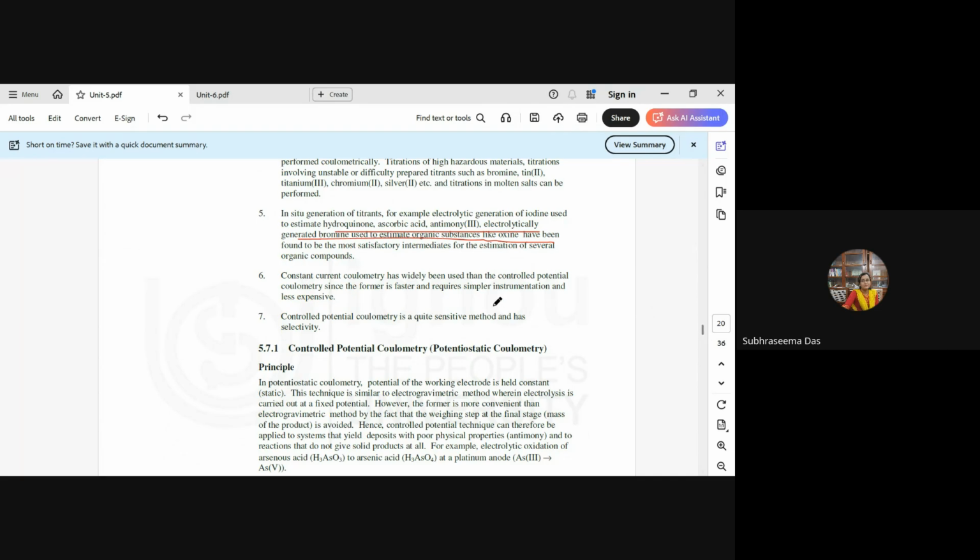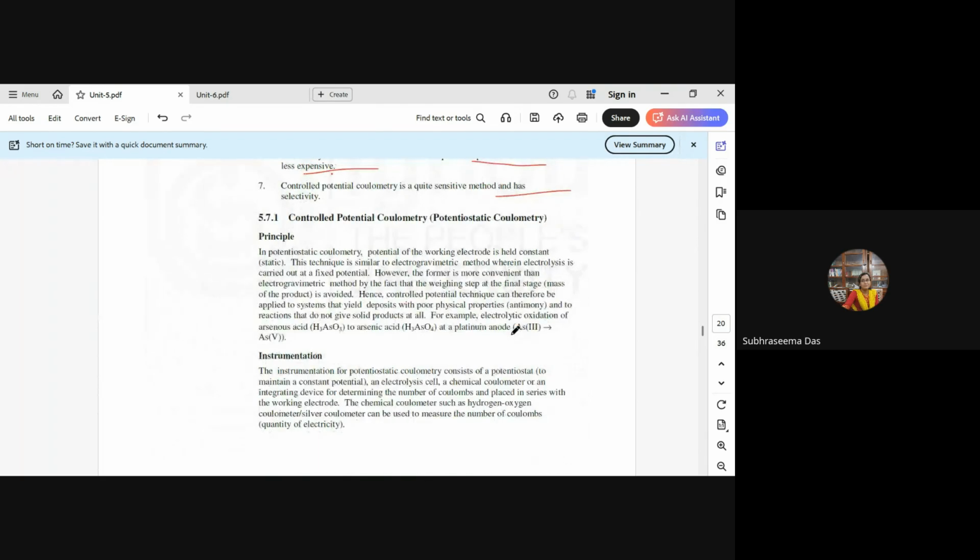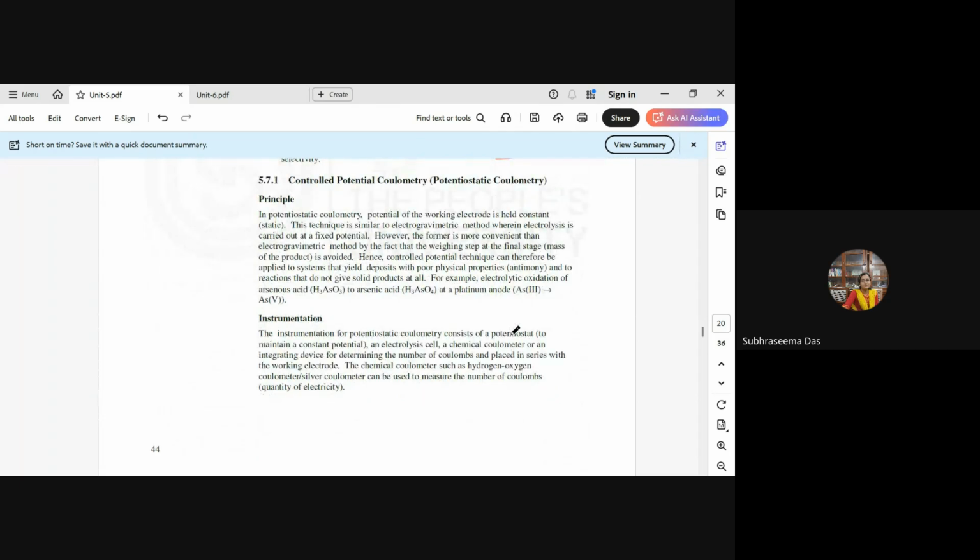Constant current coulometry, that is amperostatic coulometry, has been more widely used than potentiostatic coulometry because it is faster, requires simpler instrumentation, and is less expensive. Controlled potential coulometry is quite sensitive and has very high selectivity. Now coming to the principle of potentiostatic coulometry.